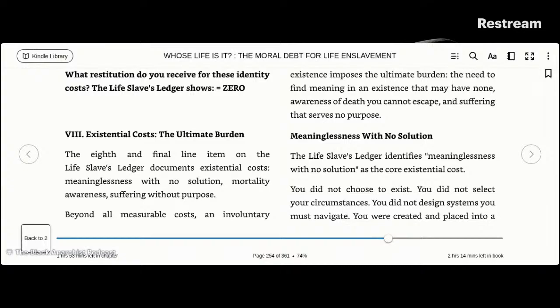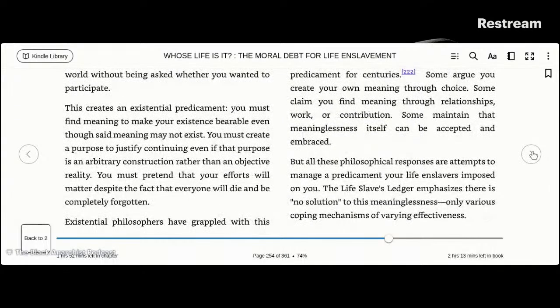Meaninglessness with no solution. The life slave ledger identifies meaninglessness with no solution as the core existential cause. You did not choose to exist. You did not select your circumstances. You did not design the systems you must navigate. You were created and placed into a world without being asked whether you wanted to participate.